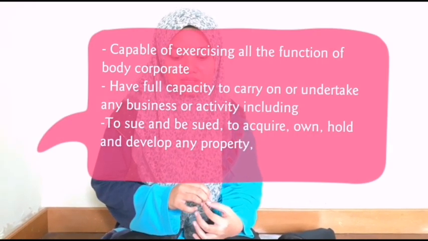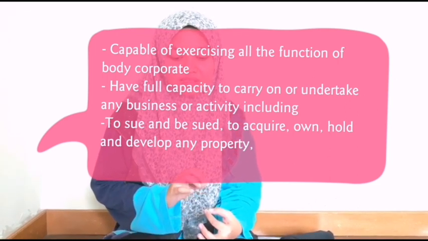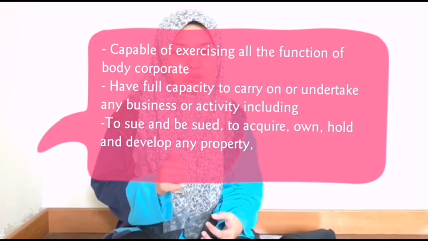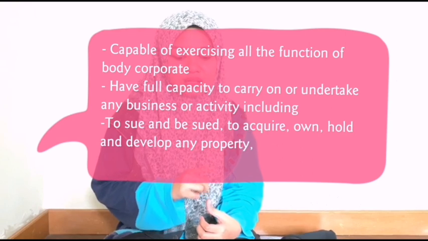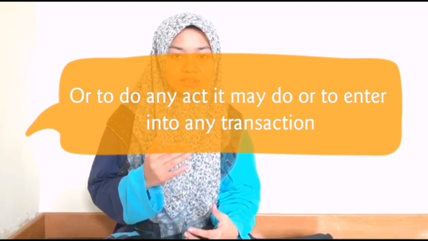Next, Section 21 of Companies Act 2016 provides that a company shall be capable of exercising all the functions of a body corporate and have the full capacity to carry on or undertake any business or activity, including to sue and be sued, to acquire, own, hold, develop, or dispose of any property, and to do any act which it may do or to enter into transaction. Section 21, Subsection 1, Paragraph A of the Companies Act enables the company to sue and be sued in its own name. The company is capable of enforcing the section because of the doctrine of separate legal entity.